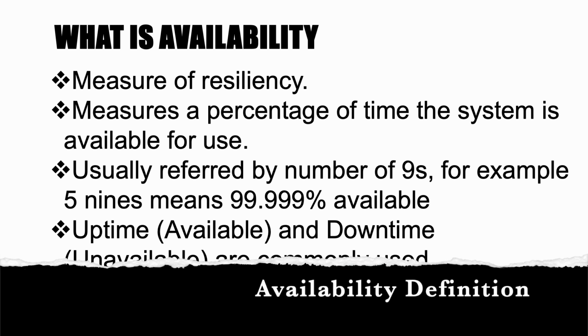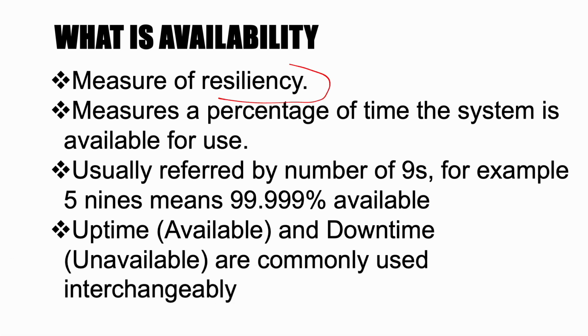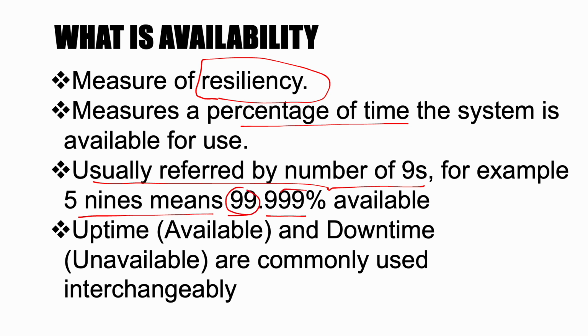So what is availability? Availability is a measure of resiliency. It means that if a system is available, the system is available for use. It measures the percentage of time the software system or any service is available for use. Usually it is referred to by numbers of 9. For example, 5 nines of availability is 99.999. We can see there are 5 nines, and thereby it is called 5 nines availability. We will get to know what this 99.999 actually means in detail in a little bit.